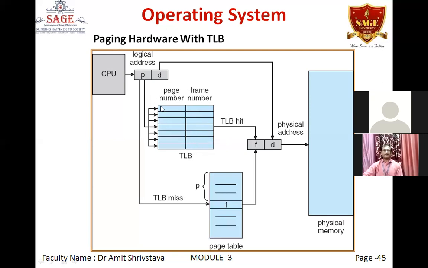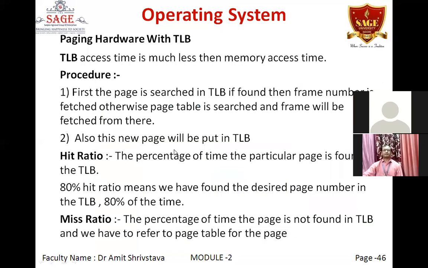Okay. In case we miss the page, or we are not finding the page in this TLB, that is a TLB miss. Now, next term is hit ratio. The percentage of time the particular page is found in the TLB is known as hit ratio. So 80% hit ratio means that we have found the desired page number in the TLB 80% of the time. And miss ratio means the percentage of time the page is not found in the TLB, and we have to refer to the page table for that particular page.